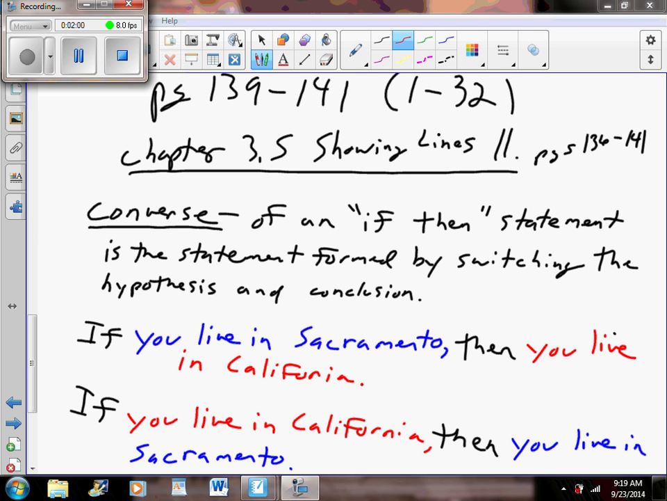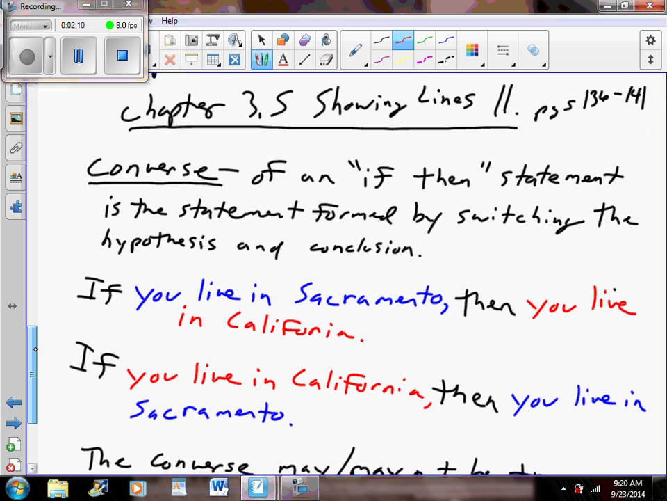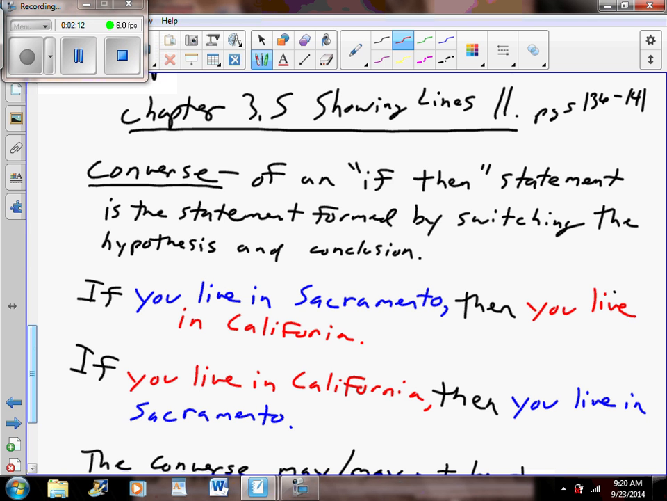For example, this example in your book: if you live in Sacramento, then you live in California. Okay, that's true, isn't it? If you switch it around, if you live in California, then you live in Sacramento. What does it take to prove the converse wrong? One counterexample. Okay, just one example. Maybe you live in Los Angeles. Maybe you live anywhere else, right? So the converse is not true here, not all the time.